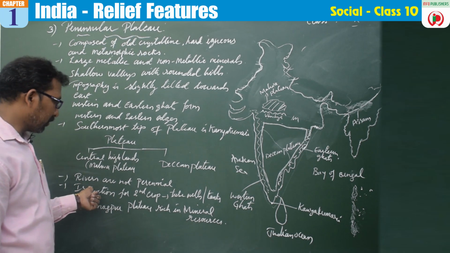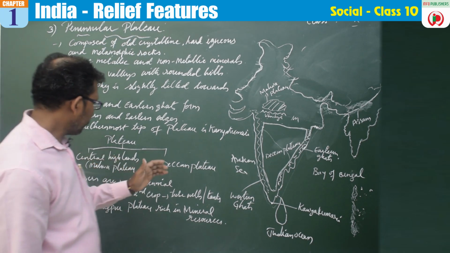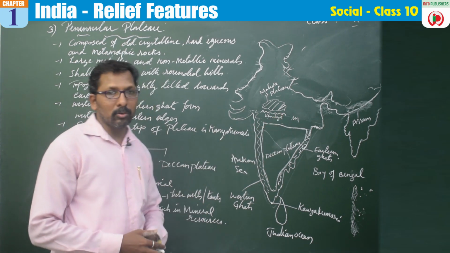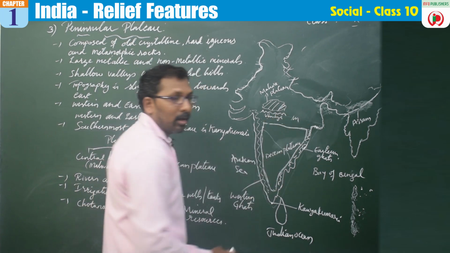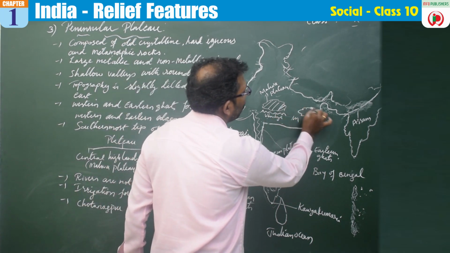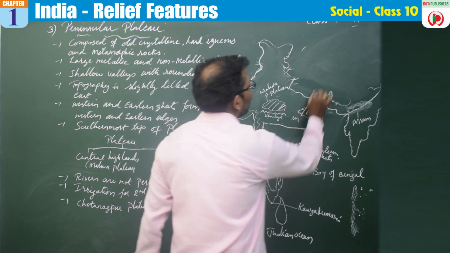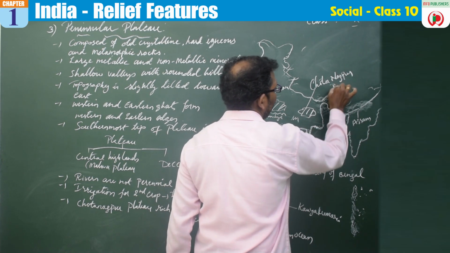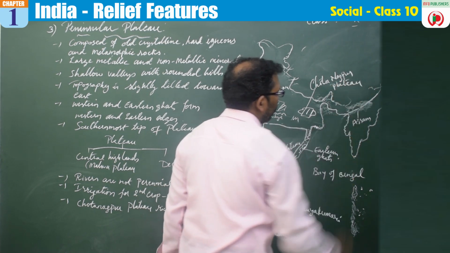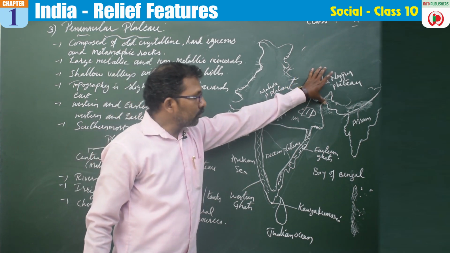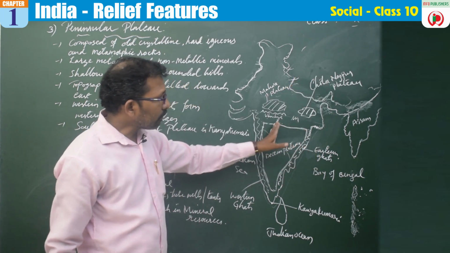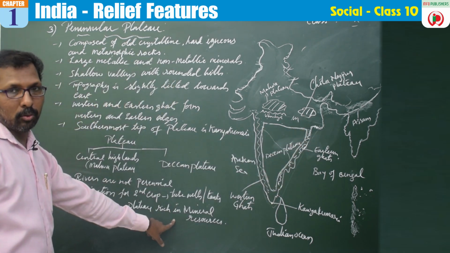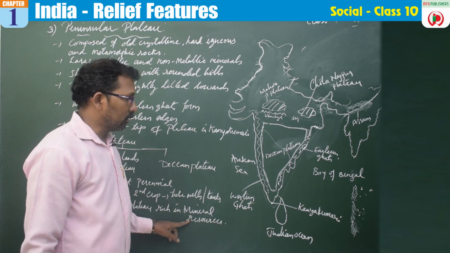And to talk more about this, the Peninsular Plateau consists of other plateaus also. For example, on the east of the Malwa Plateau, we have the Chota Nagpur Plateau. This Chota Nagpur Plateau, which is present on the east of the Malwa Plateau, is rich in mineral resources.